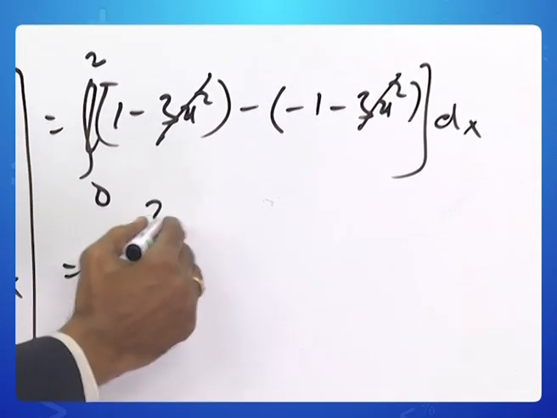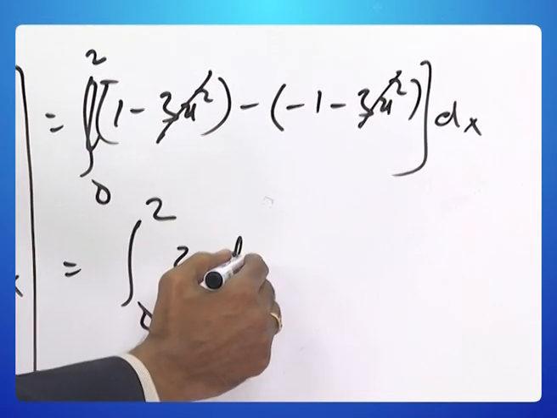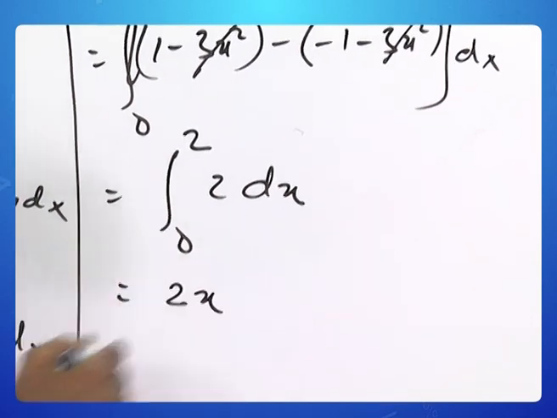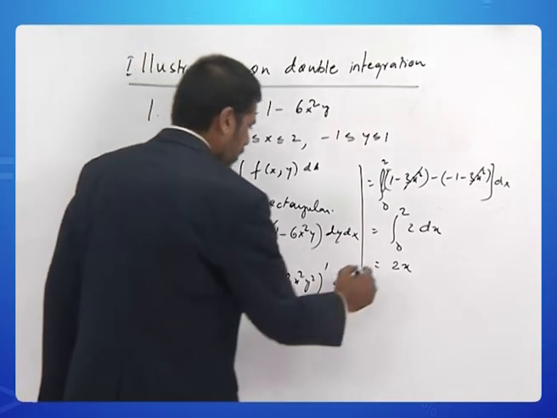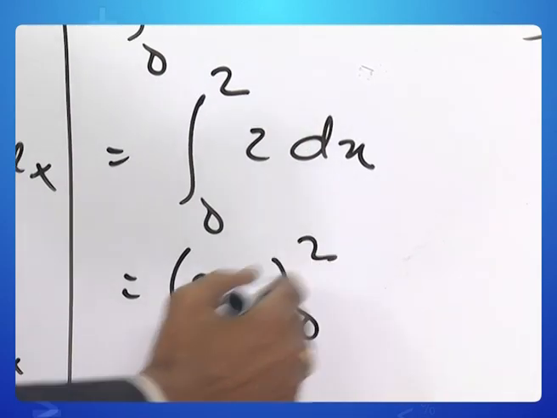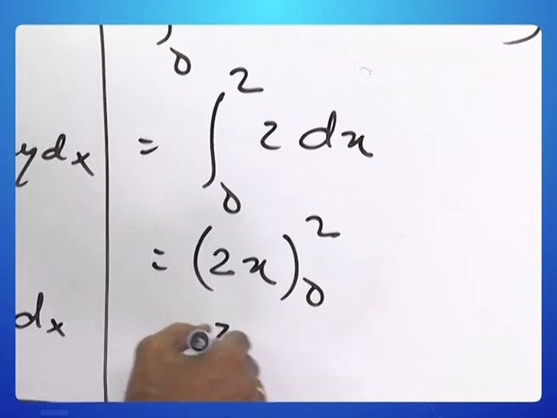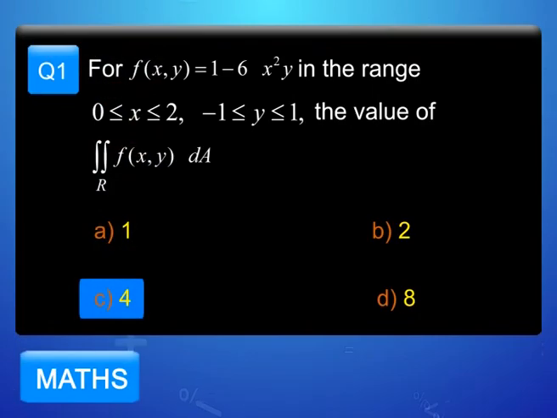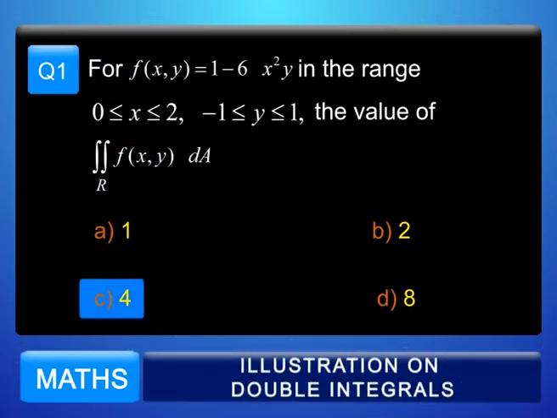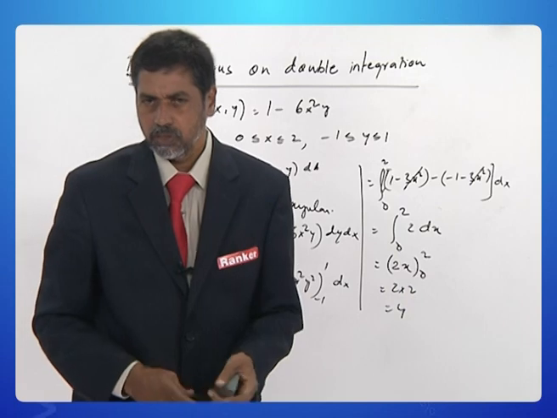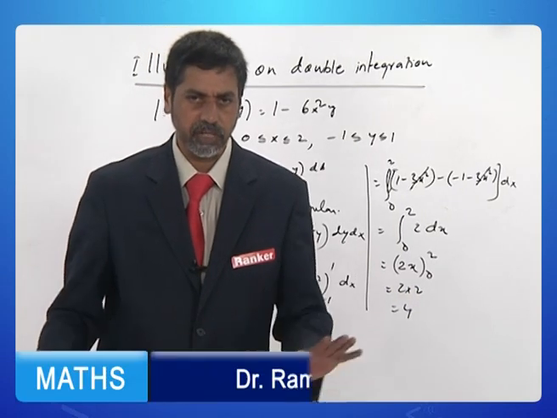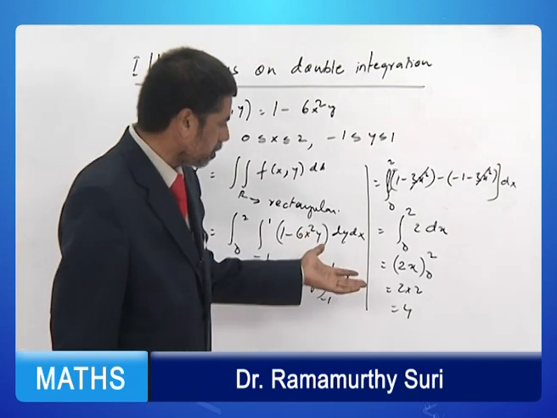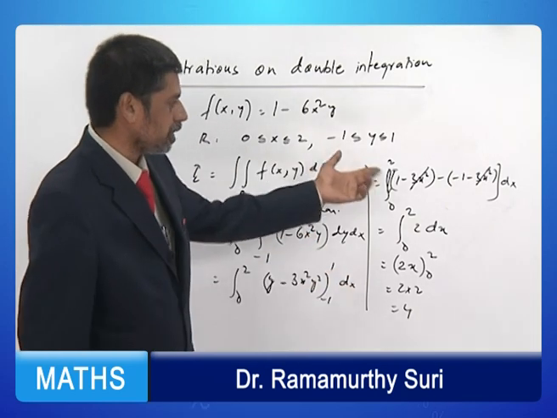These two would go and we are left with integral 0 to 2, 1 plus 1, 2 dx. So we get 2x from 0 to 2, and you'll have 2 into 2, 4, and the correct option for this problem is C. So this is a problem without any complication, right? Straightforward integration that became possible because the region was a rectangle.